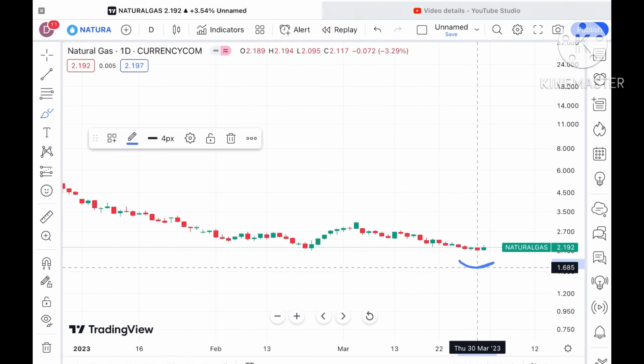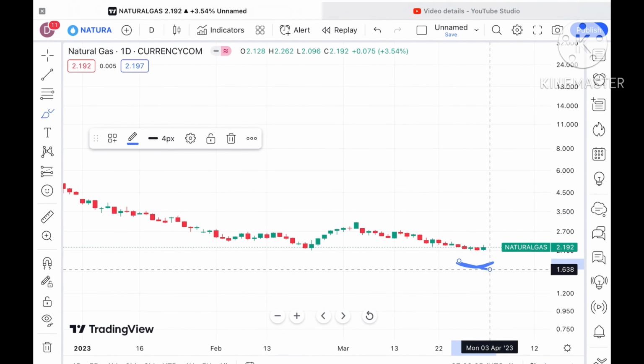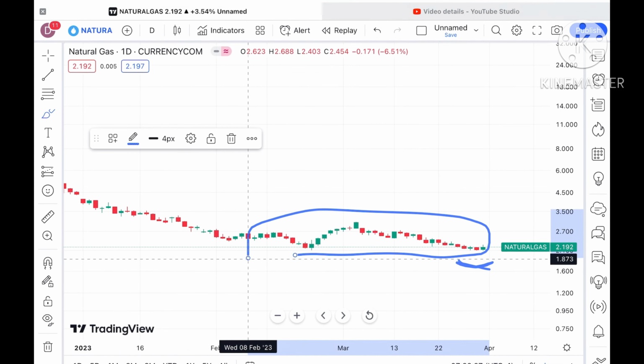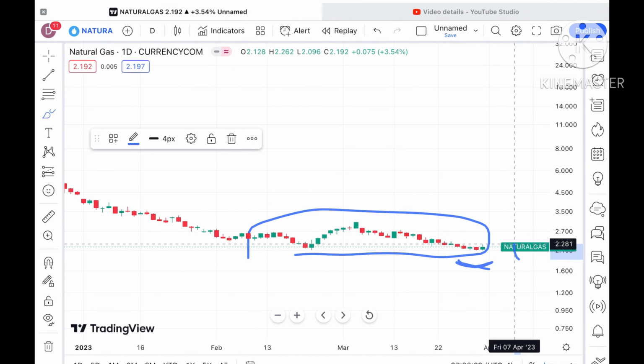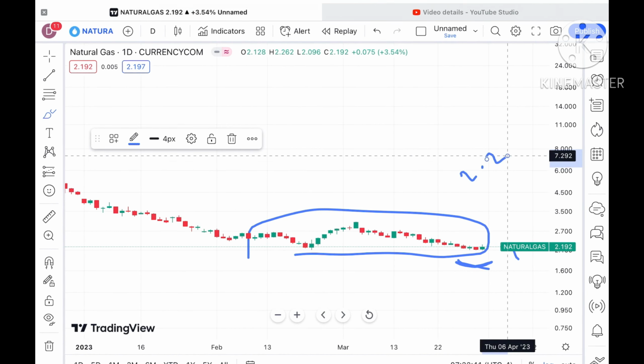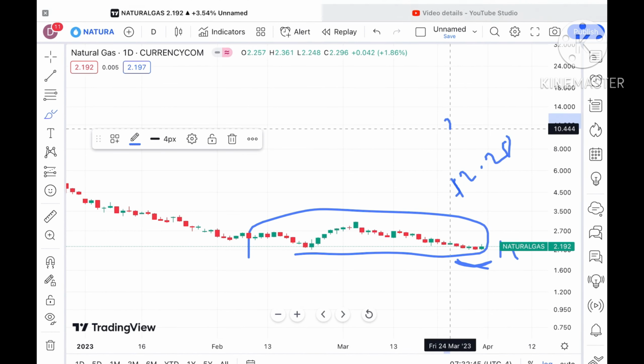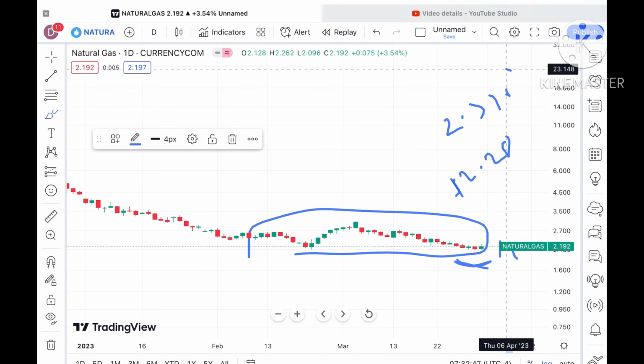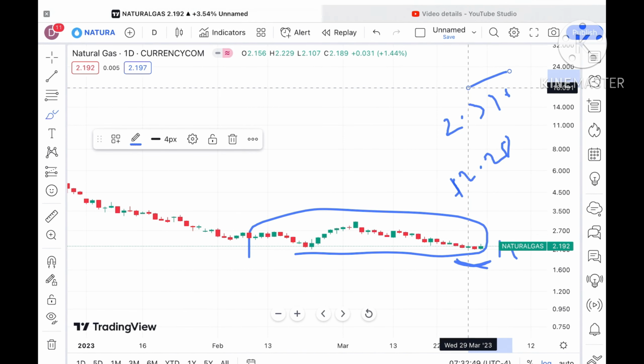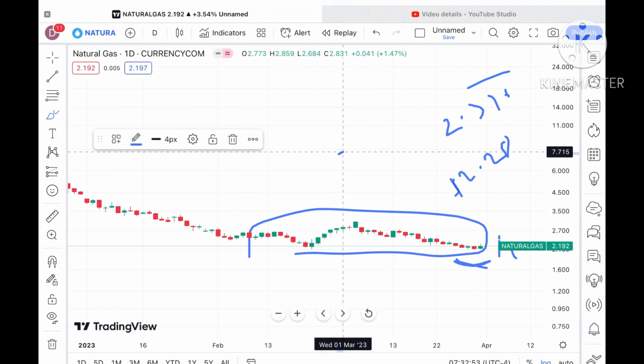A swing is trying to form at this level, which is the bottom of a particular zone. If this level sustains, it can cross a level of around $2.28 and go further upside, with a probability of crossing $2.346 and going towards a level of $2.5.